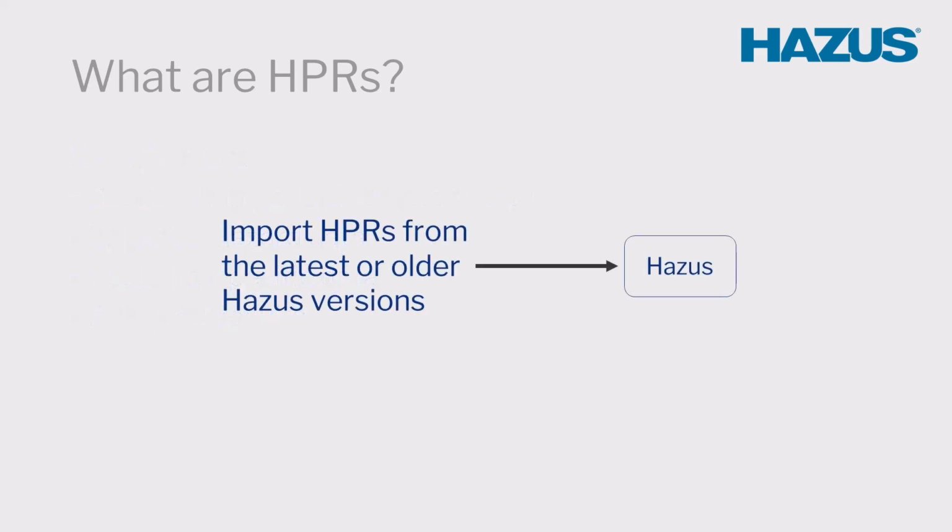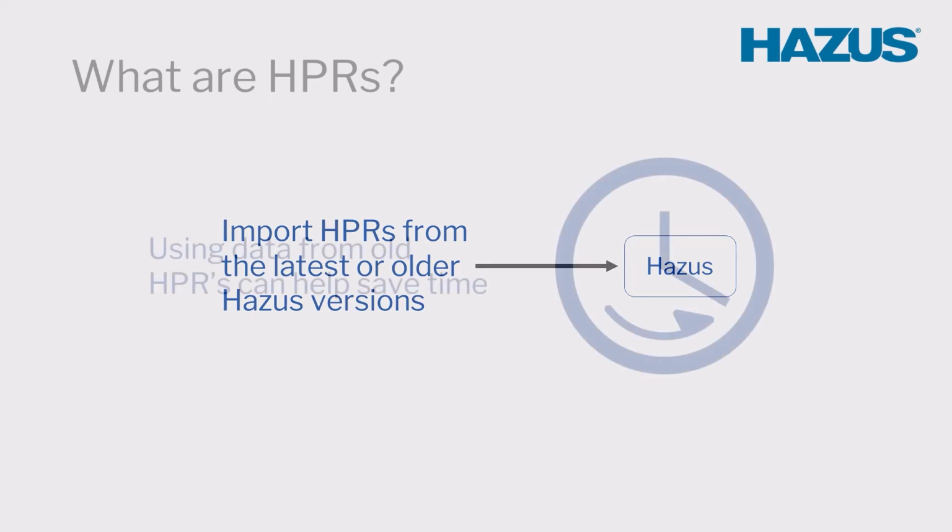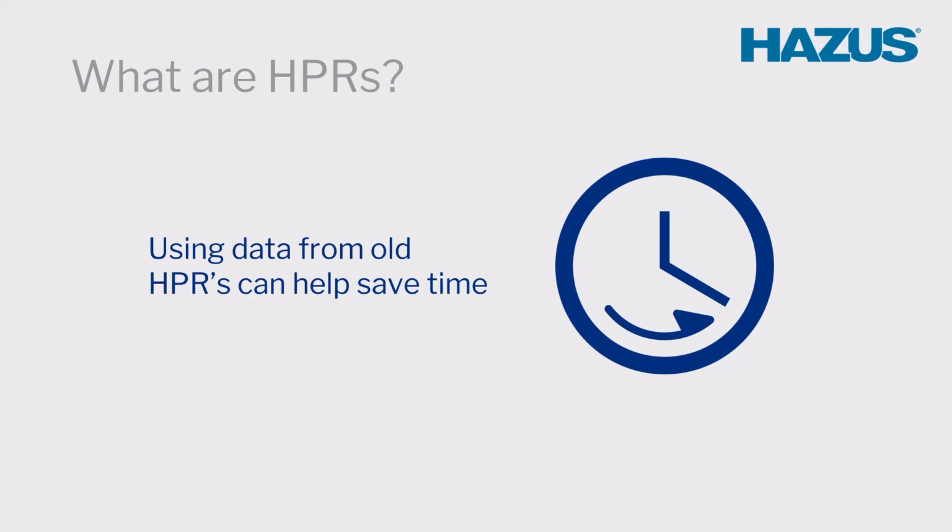While it is always best to have HPRs shared from the most recent version of Hazus, sometimes it is necessary to import HPRs from an older version to access their unique study regions, user-defined facilities, or other data. For example, if you created a flood model where the stream delineation took 2 hours, you can export the region as an HPR so you or a colleague can use it in the future without having to redo the delineation. Being able to use data from old HPRs can save a considerable amount of time.